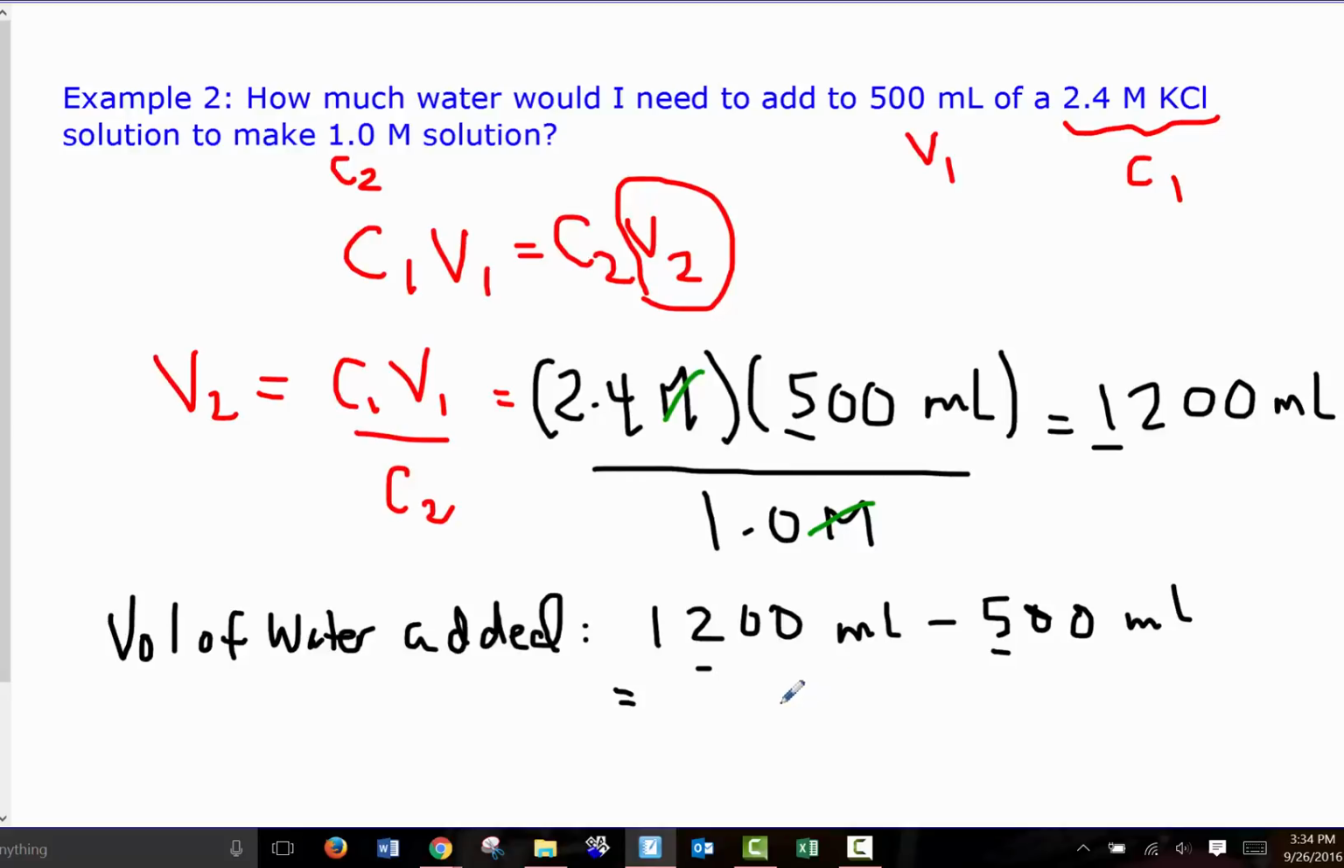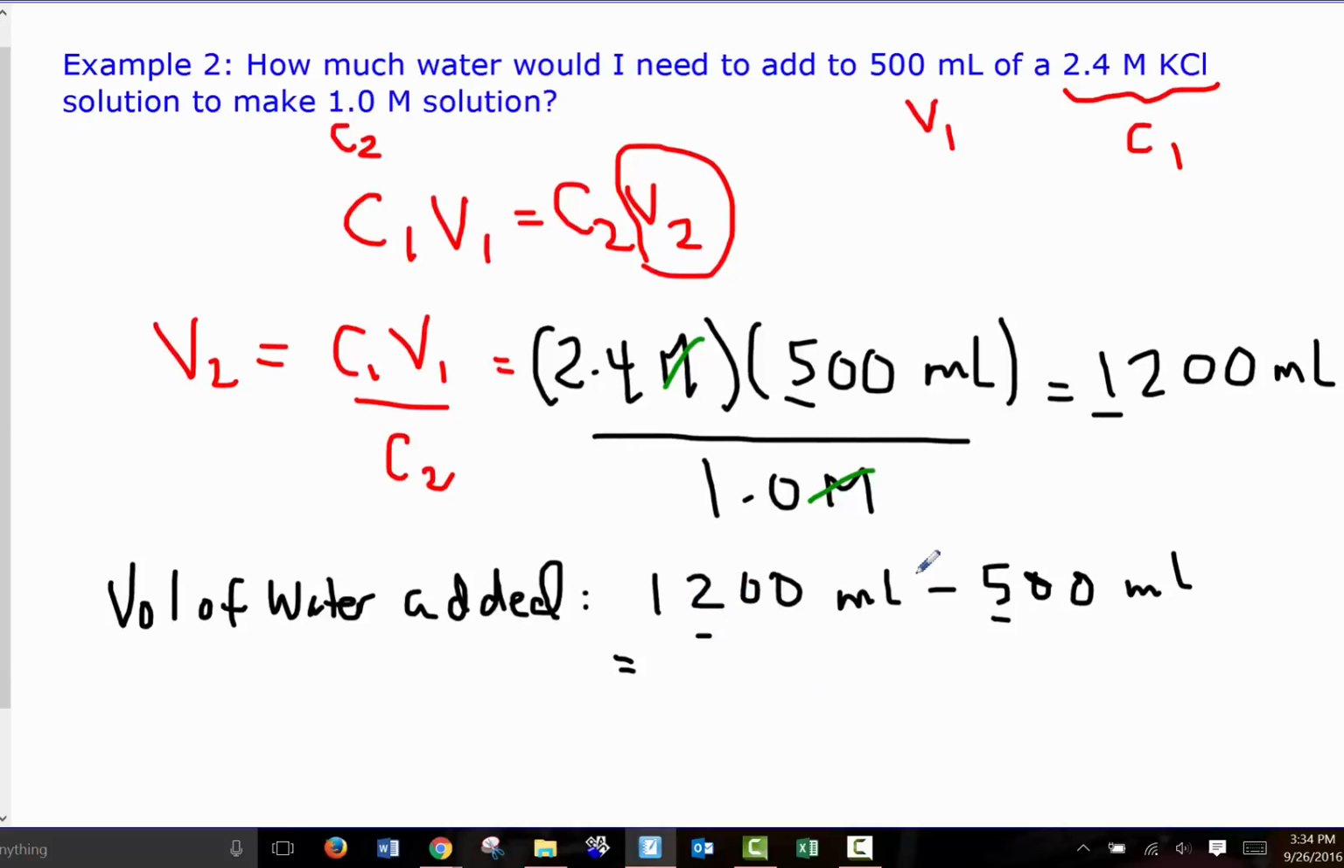First, you just do the math. 1,200 minus 500 is 700. Our sig fig rule tells us that we would have to round here anyhow to the hundreds place. Counting back from the last digit to where we see a non-zero digit tells us where we have to round. So the hundreds place is the 7, and that's fine. We've got one sig fig in our answer, which is correct, and that's our final answer. So we had 700 mL of water that was added to the 500 mL to get to our diluted solution.